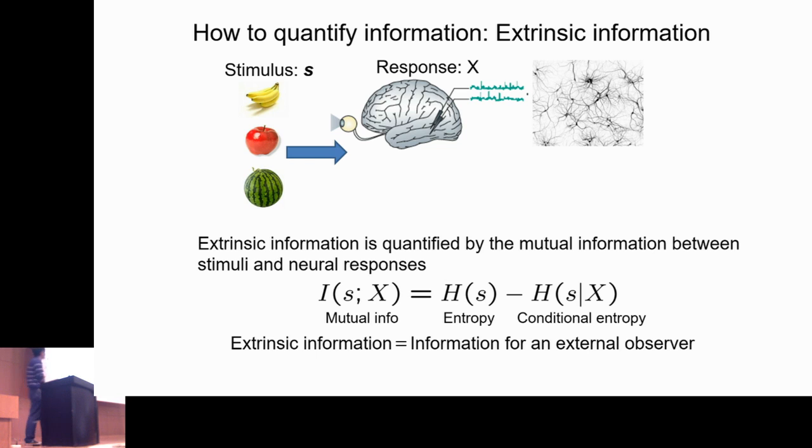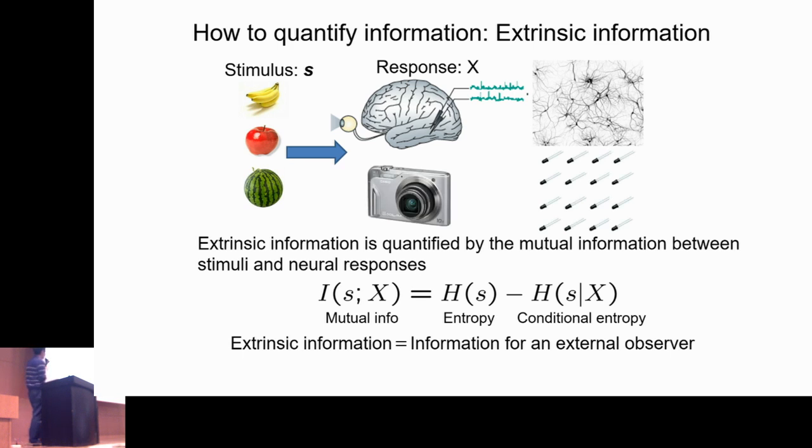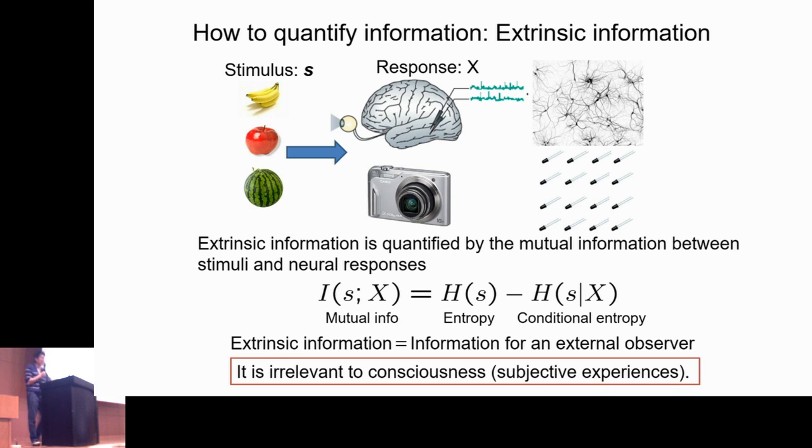But this mutual information is only for some external observer, and we call it extrinsic information. Actually, if we quantify information in this way, a digital camera has as much information as us, right? If we arbitrarily increase the number of photodiodes in a digital camera, for example, the mutual information between the response in the digital camera and the stimuli is also very huge, right? So this extrinsic information is basically irrelevant to consciousness or subjective experience. So we need to quantify information in a different way.